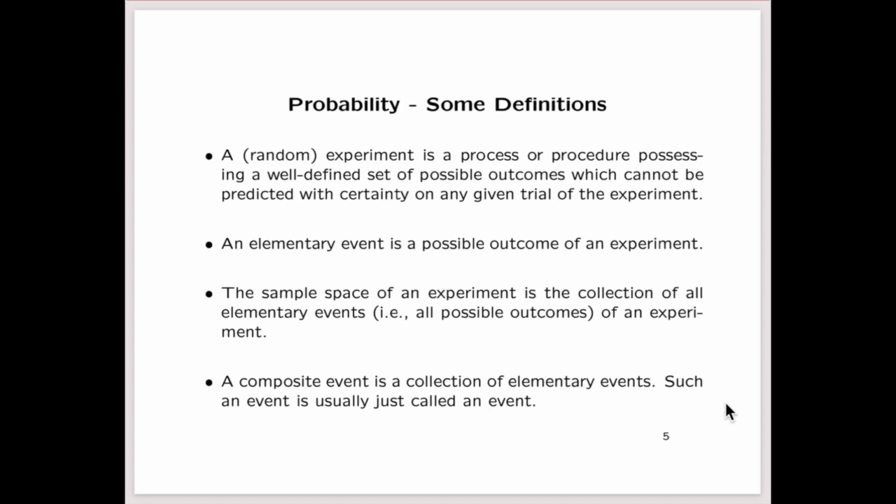Now let's consider some definitions and concepts associated with probability. The first, a random experiment. Now this is a process or procedure possessing a well-defined set of outcomes, which cannot be predicted with certainty on any given trial of an experiment. An elementary event is a possible outcome of the experiment. Now, the sample space of an experiment is the collection or set of all elementary events, that is, all possible outcomes of an experiment. And then a composite event, usually just called an event, is a collection of elementary events.